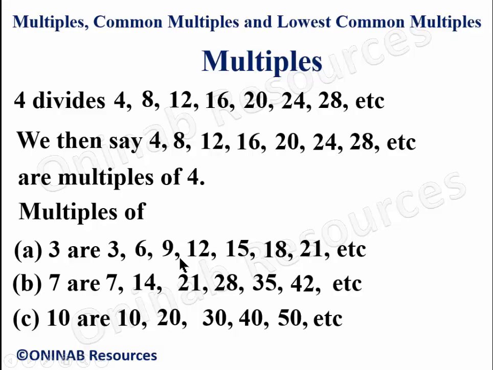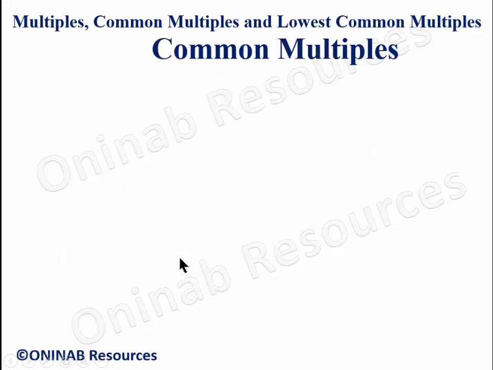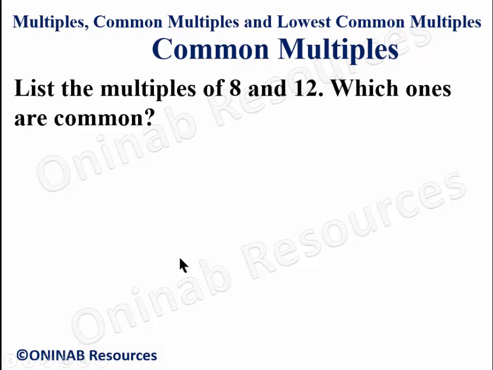We then go to common multiples. For common multiples, we'll be looking at taking two different numbers, finding their multiples, and looking at the ones that are common to them. So we look at this: list the multiples of 8 and 12, which ones are common?